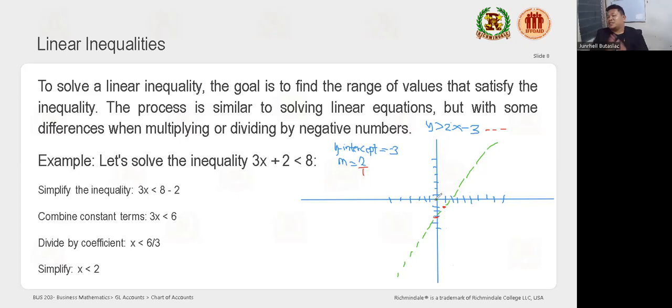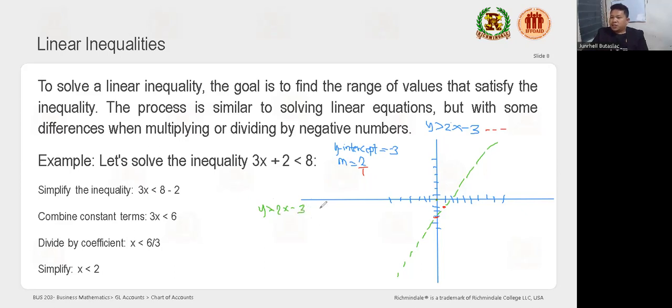So again, if the statement later is true, then the shaded region must be the area where the 0, 0 is located. But if the statement later is false, then the shaded region must be in the opposite region. Now, using this linear inequality: y is not equal, but greater than 2x minus 3.